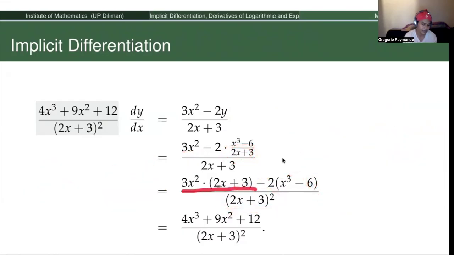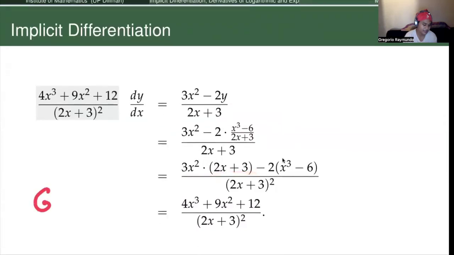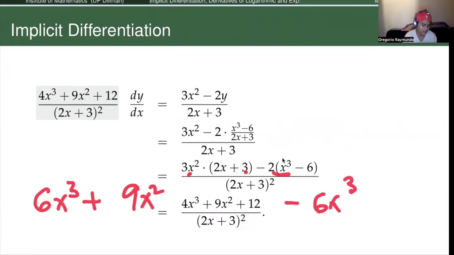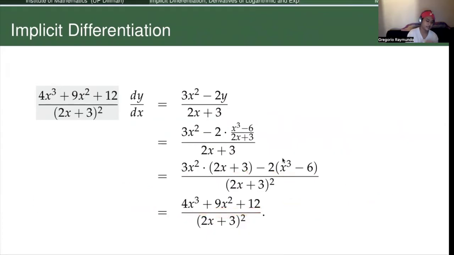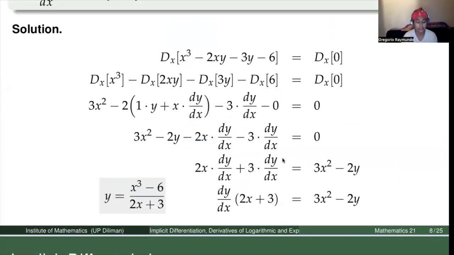And then we simplify 3x squared times 2x plus 3. We get 6x cubed plus 3 times 3x squared, that is 9x squared, minus 2x cubed plus 12. And we obtain the same result, so equal as it. Power implicit differentiation. Now, at the end of this lecture, magtuturo ako ng shortcut. You can use that shortcut technique pag nag-solve ng implicit differentiation. But for now, long method.